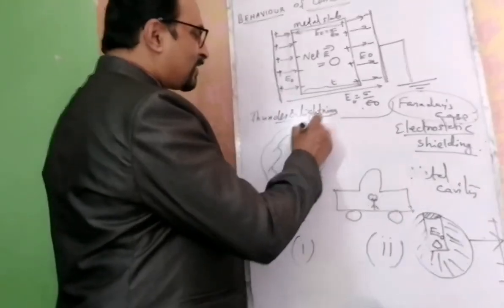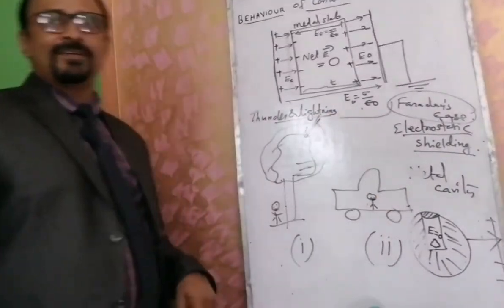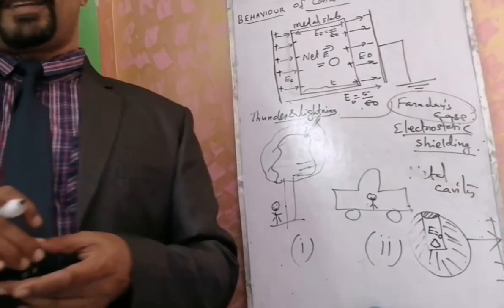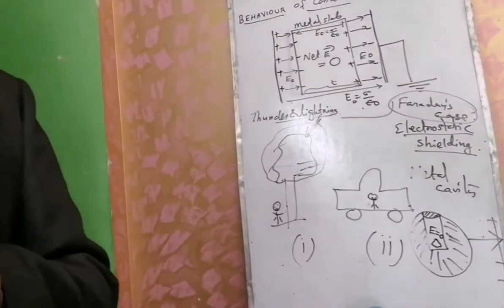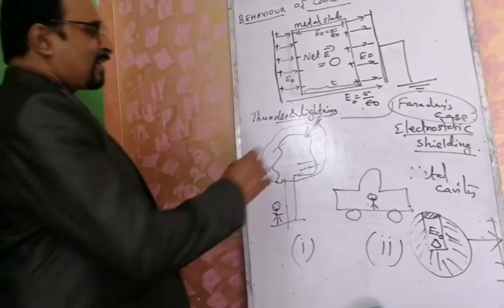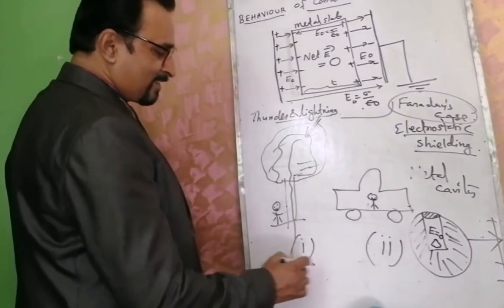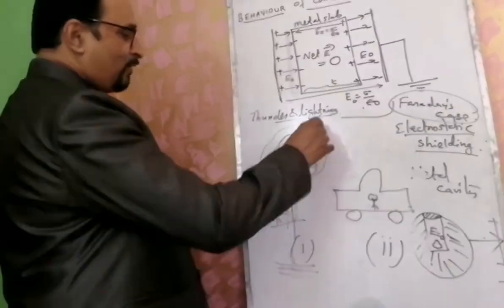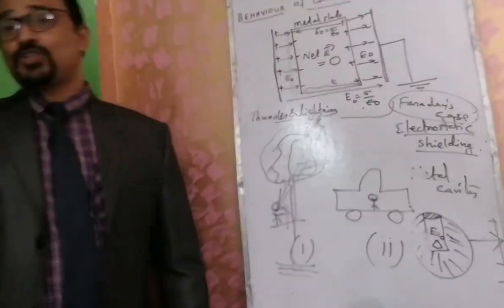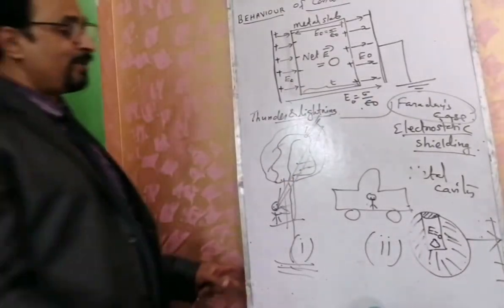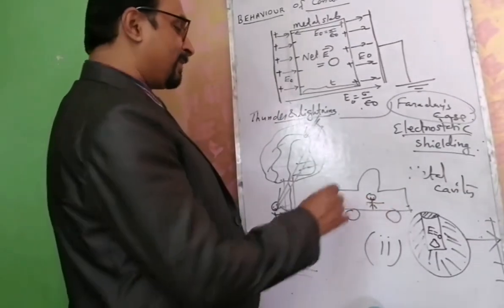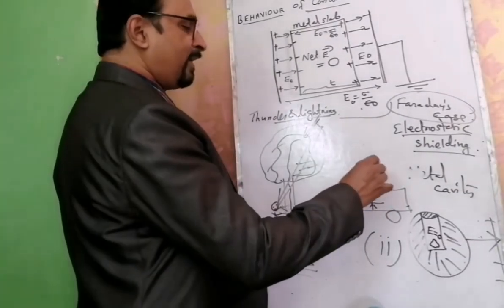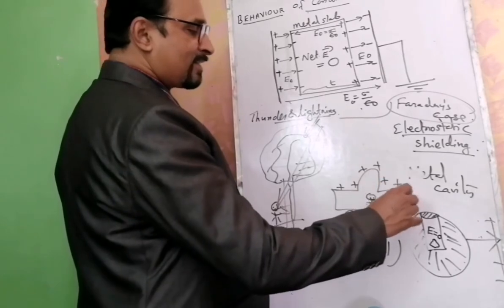If the lightning strikes on this tree, what will happen? Tree, you know, it is a conductor. So there will be charge flow through this tree to earth. So you are standing near the tree, so definitely you will get a strong electric shock. But if you are sitting inside the car, what will happen? Even though there will be strong electric discharge.